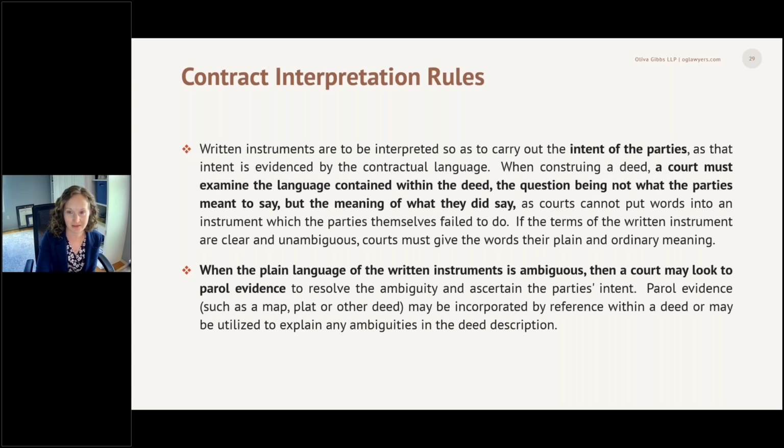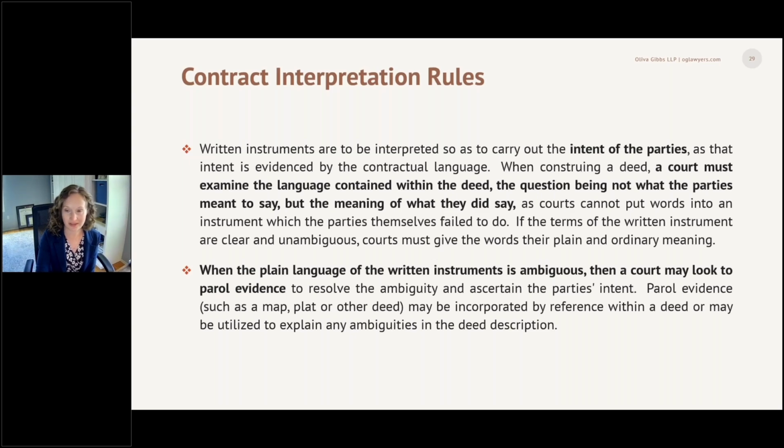They're similar to Texas. Written instruments are to be interpreted so as to carry out the intent of the parties, as the intent is evidenced by the contractual language. The court must examine the language contained in the deed in question, the question being not what the parties meant to say, but the meaning of what they did say. If the terms of the written instrument are clear and unambiguous, the court must give the words their plain and ordinary meaning.